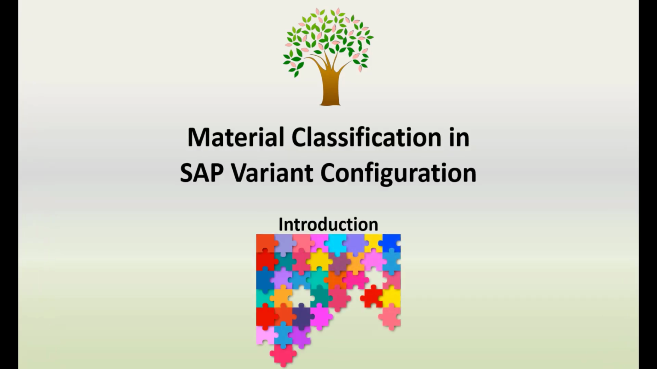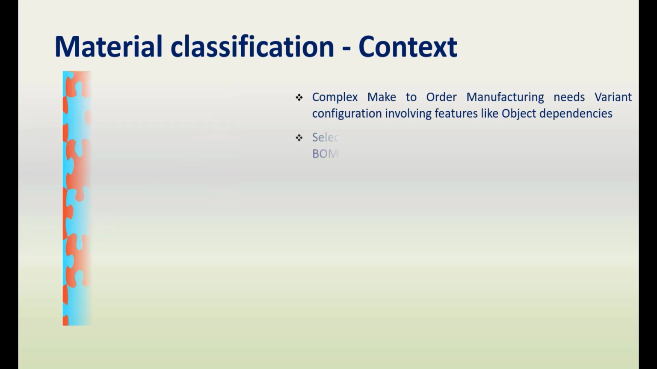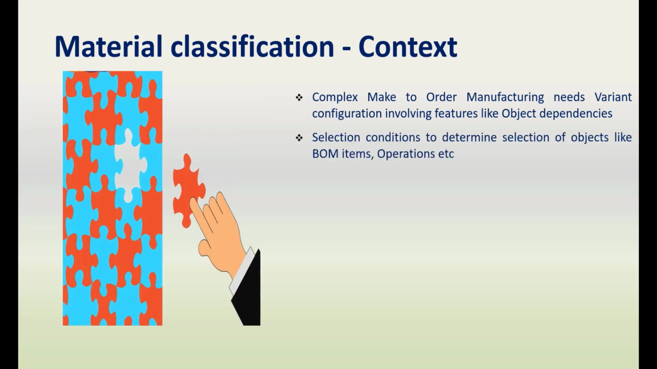Hello friends, welcome. Many of you might be aware of variant configuration features, especially in make to order scenarios. You will be predominantly adopting the solution involving object dependencies. The dependency can be of type constraint, preconditions, procedures or selection conditions. For determining the selection of BOM components and task list activities, you might have leveraged selection conditions.